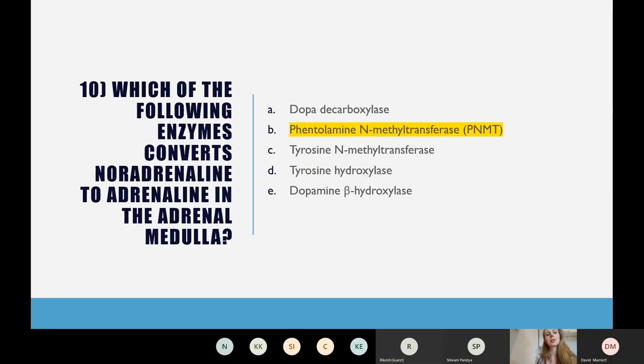And so last question, which of the following enzymes converts noradrenaline to adrenaline in the adrenal medulla? Is it DOPA decarboxylase? I'm sorry, I might have made a mistake on that one. I highlighted the right answer, so you will get that one right. It's B.